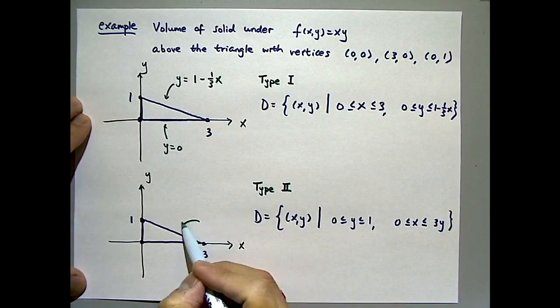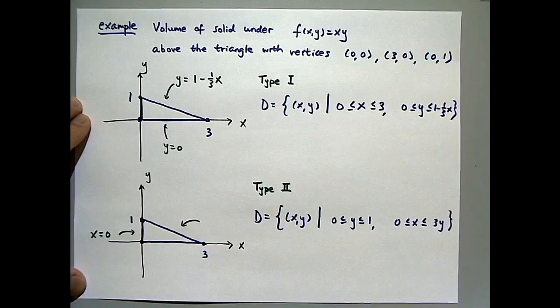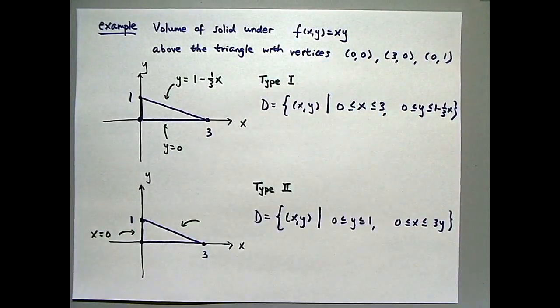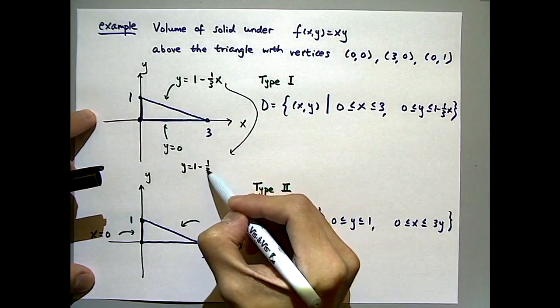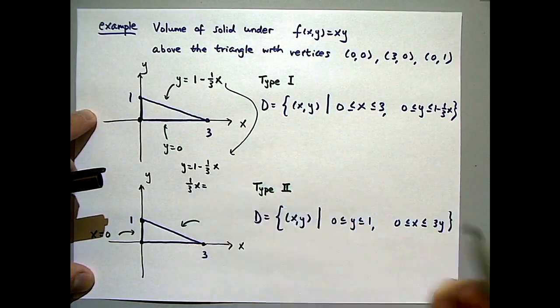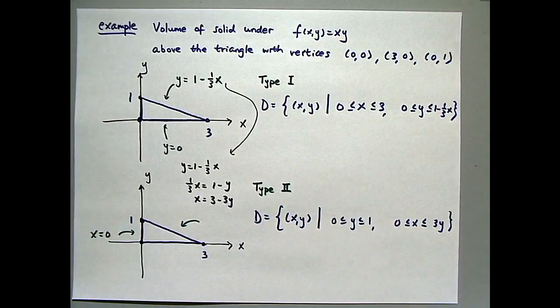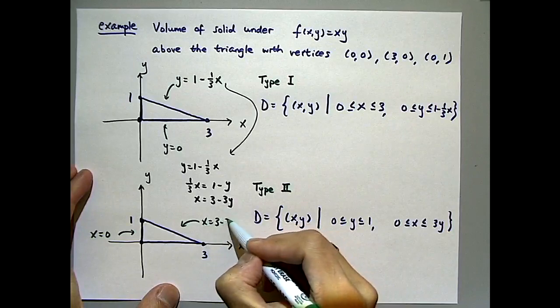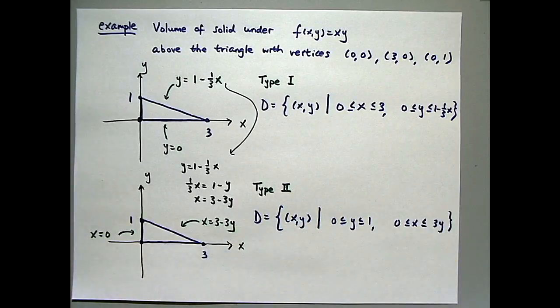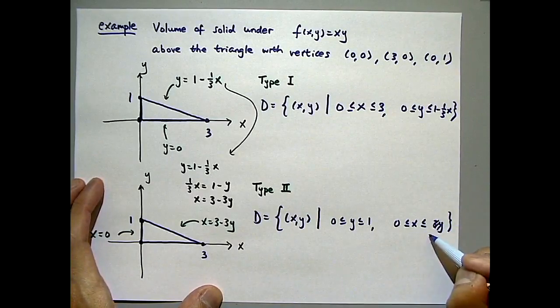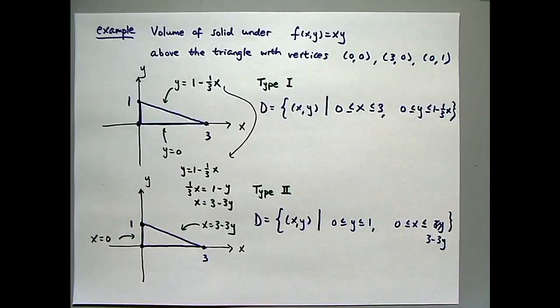Okay, let's check this out. We need a description for the right and the left. Left is x is equal to 0. Now the right here, you can go from this equation, right? So if we take that equation at the top, y is equal to 1 minus 1 over 3x. This is 1 over 3x is equal to 1 minus y, right? So x is equal to 3 minus 3y. All right? So, yep, that's very close, but we needed a little bit more to that. 3 minus 3y. Any question about either of these ones? Good.